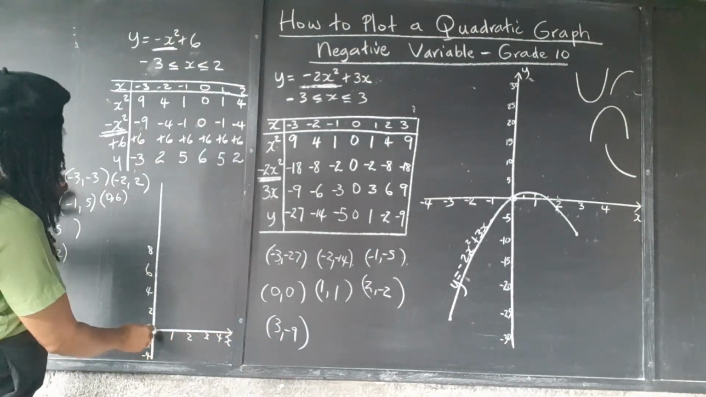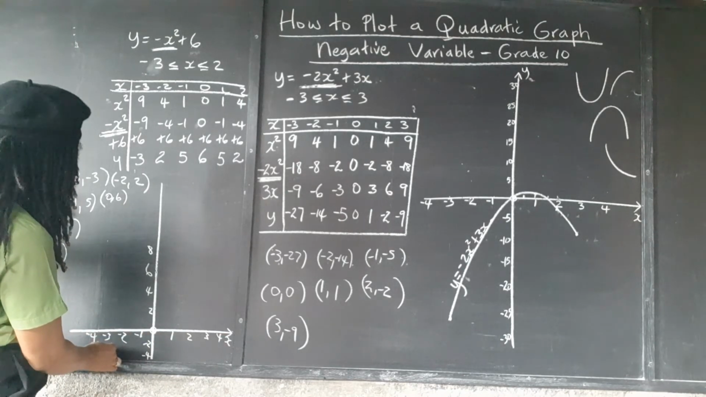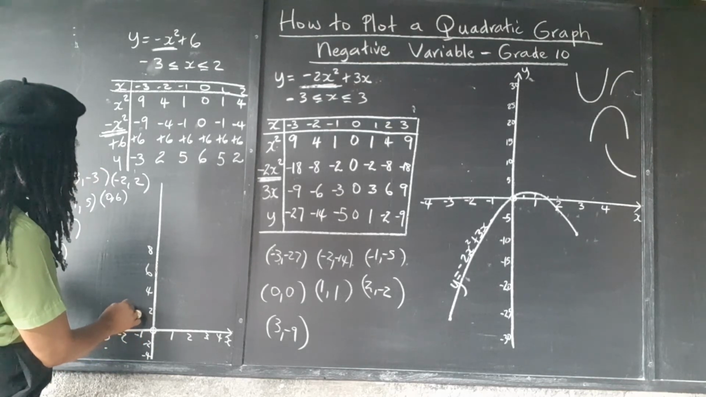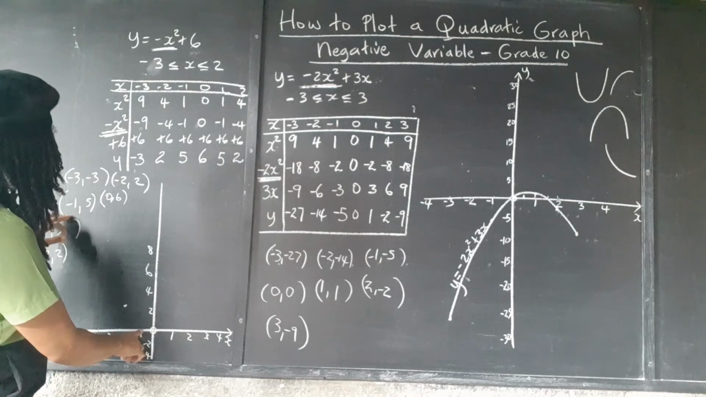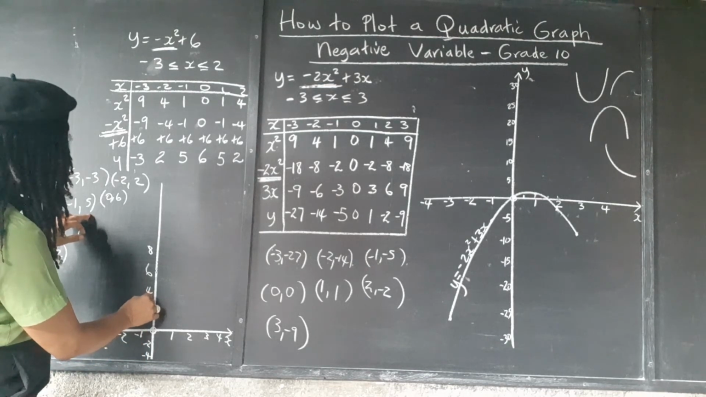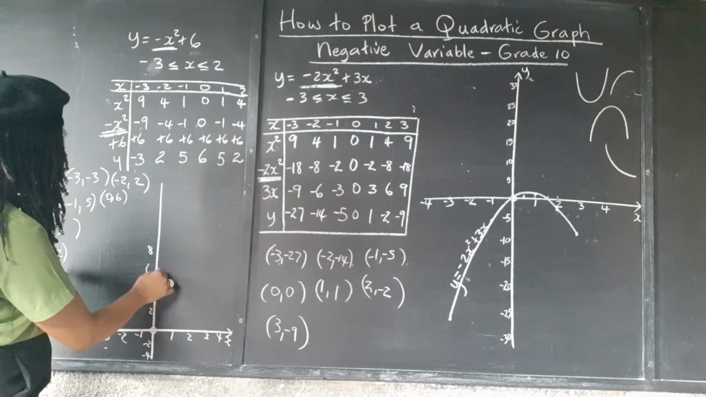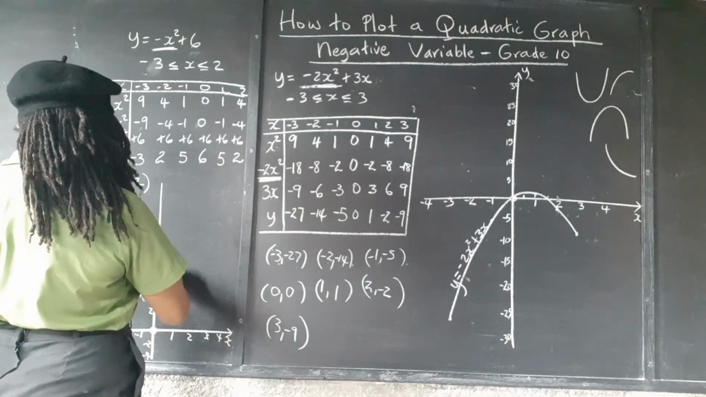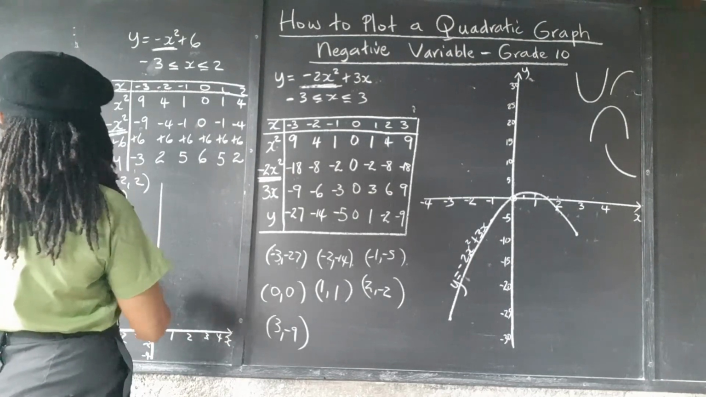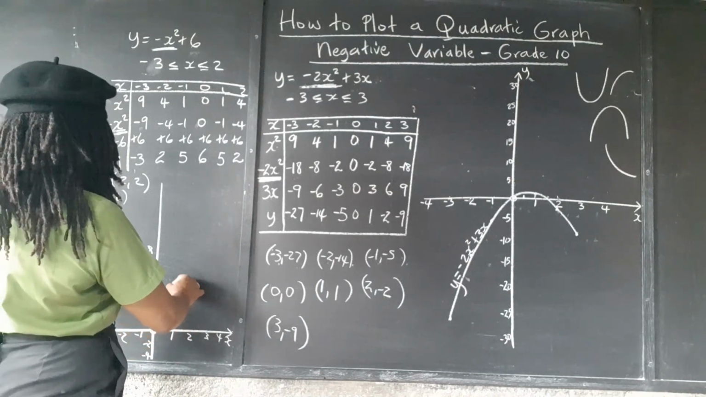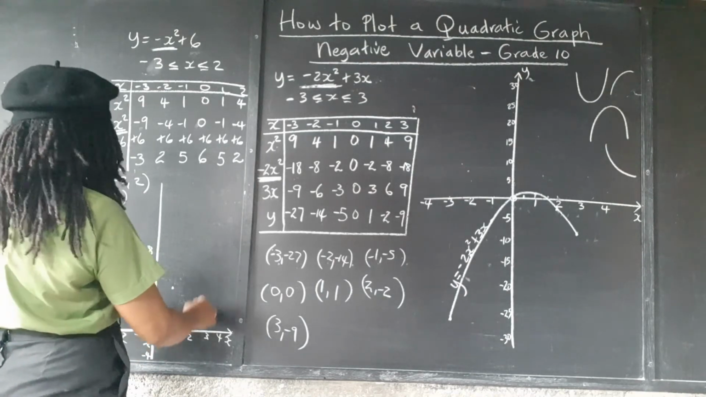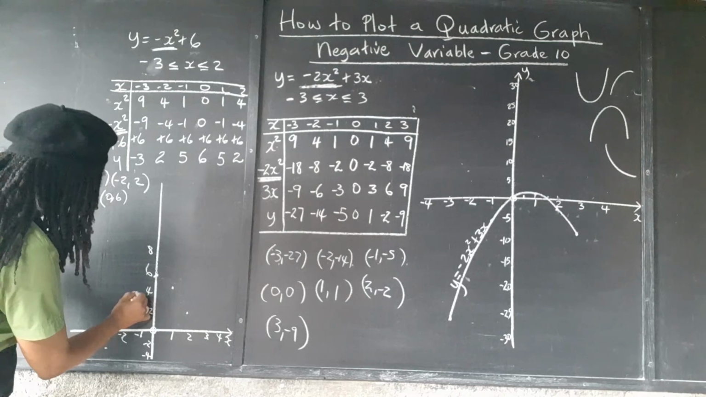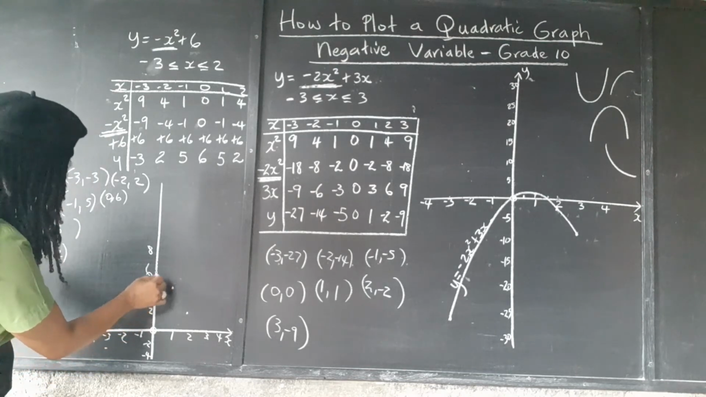So I'm plotting -3 to -3, that's here. -2 to +2. -1 to +5. 0 to 6. 1 to 5. And 2 to 2. Alright, so let me see the inclination of my graph. So it's going this way.